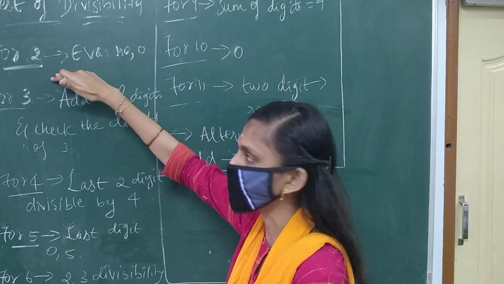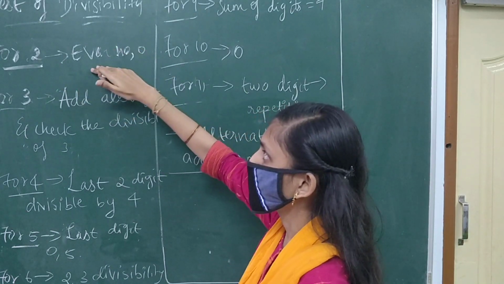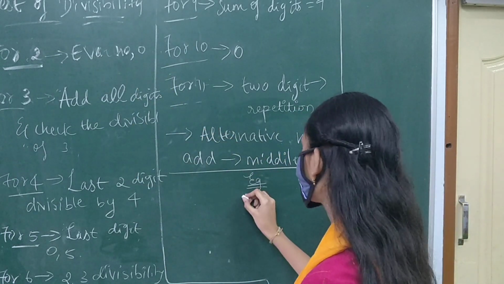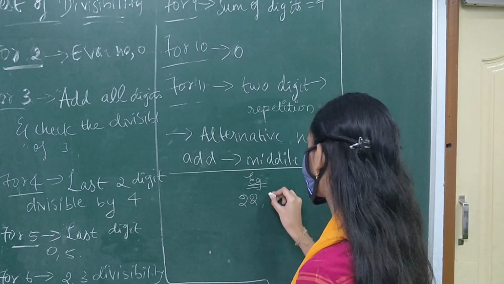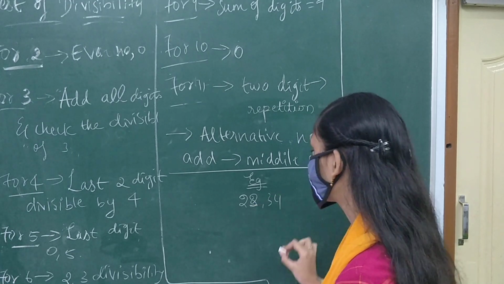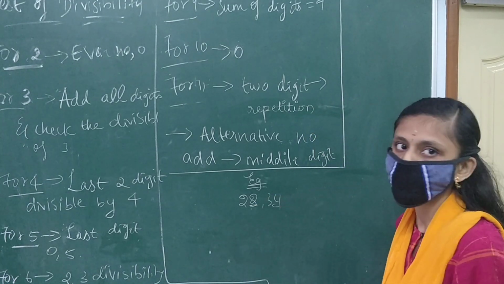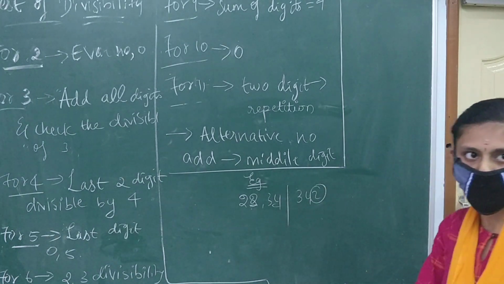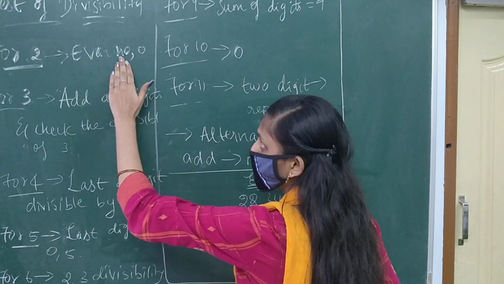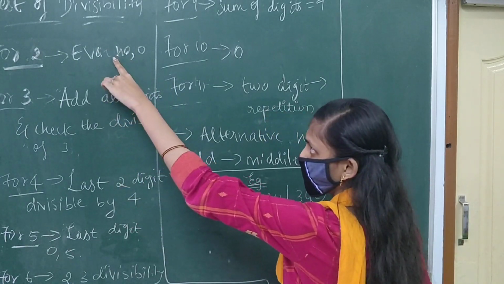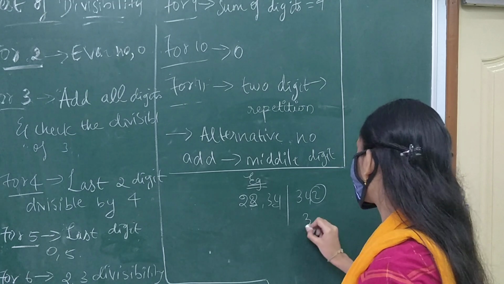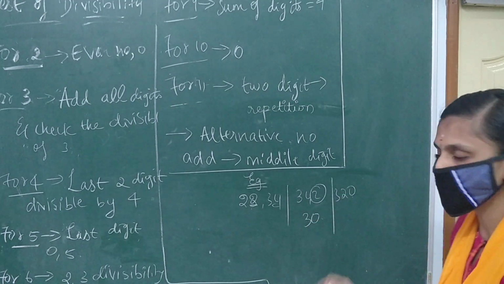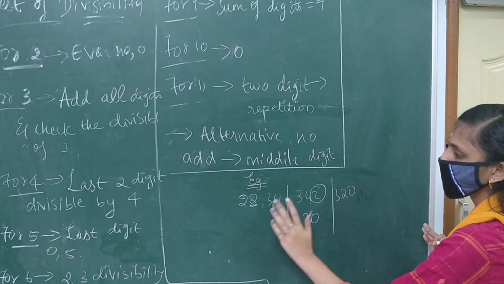First, we take the number 2. For 2, the last digit should be an even number or zero. For example, if I take a 2-digit number like 22 or 34, the last digit is an even number, 2 and 4. Same for a 3-digit number: if it is 342, the last digit ends in an even number. So the last digit can be either an even number or zero, like 30 or 320.